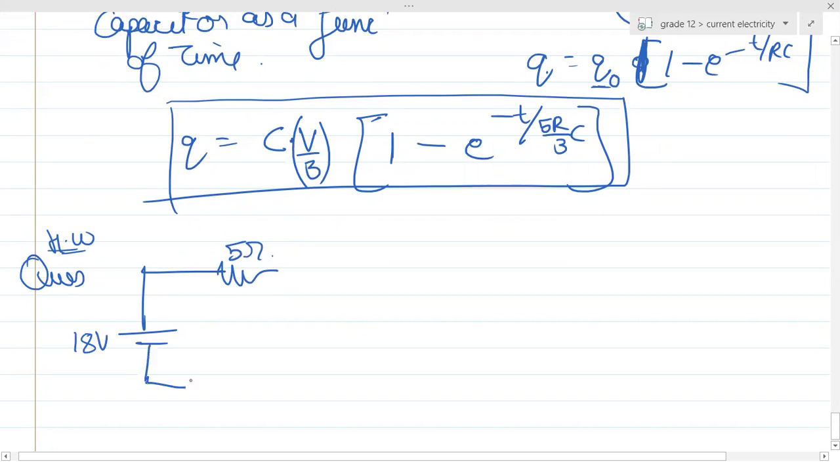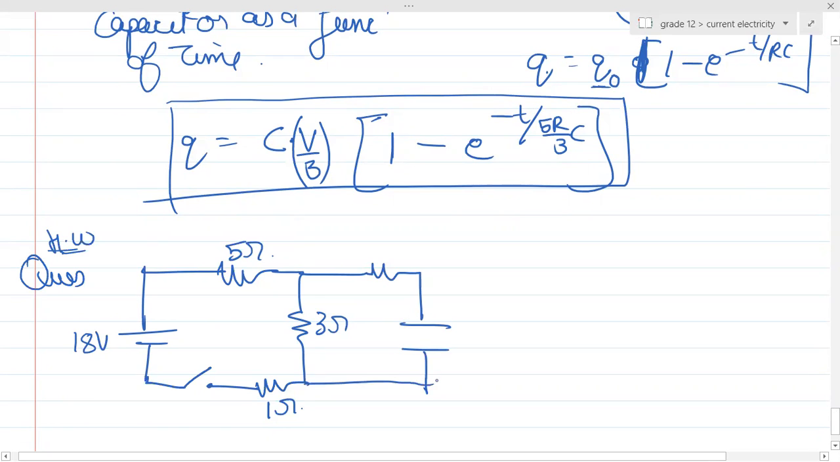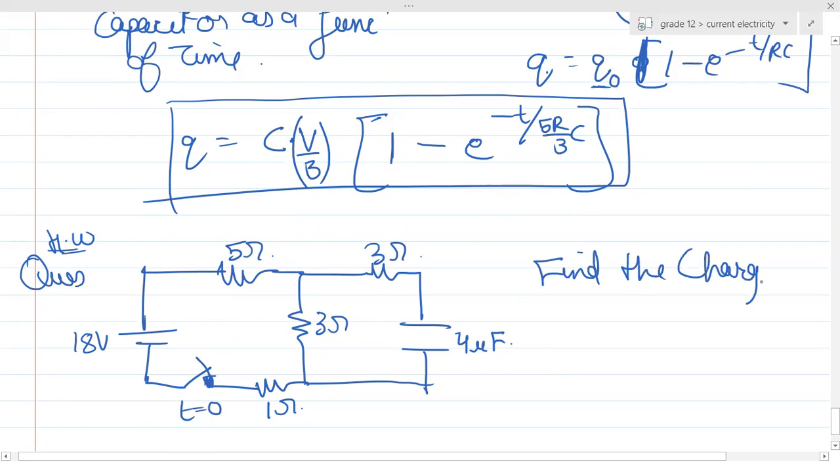18 volt battery. Switch. 1 ohm. 3 ohm. 3 ohm. 4 microfarad. 3 ohm. At t equals 0, this switch has been closed. The capacitor is initially uncharged. Now the question is, find the charge on the capacitor as a function of time.